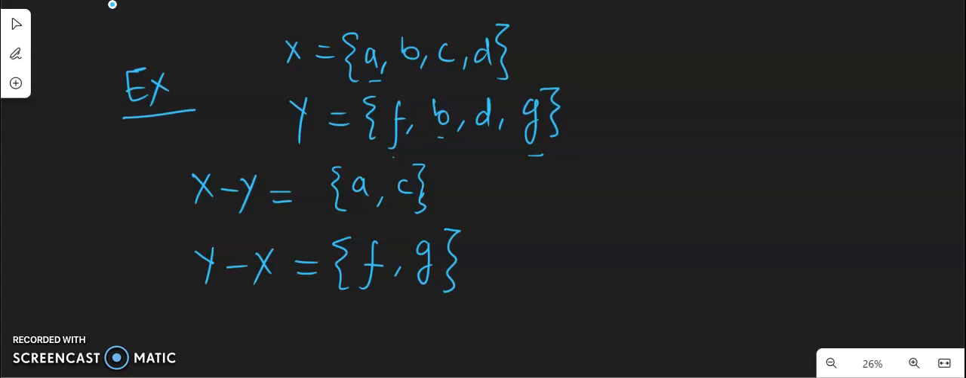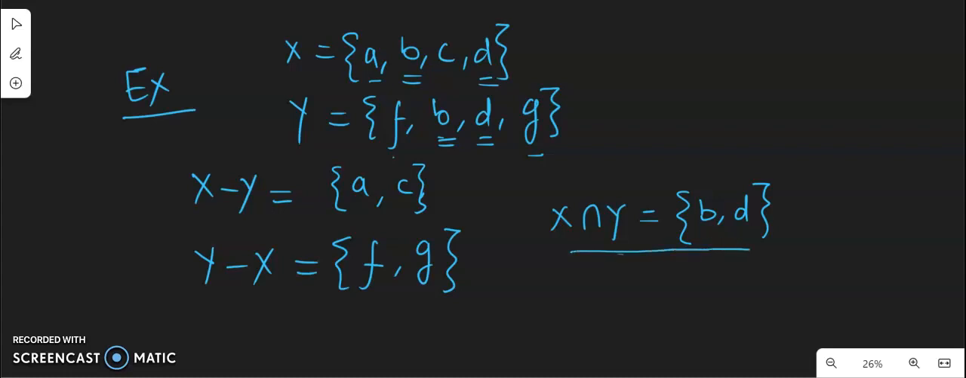And if you see X intersection Y here, the common elements are B and D. These are the two common elements, right? So X intersection Y is B and D. Identically, the common elements or the intersection are nowhere in X minus Y or Y minus X. X minus Y doesn't have any of the elements in the intersection, and Y minus X also doesn't have any element that belongs to the intersection. Thank you very much.